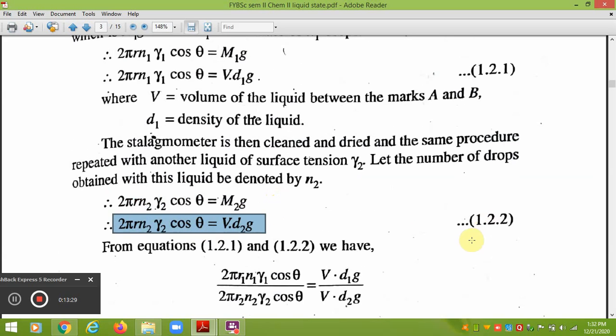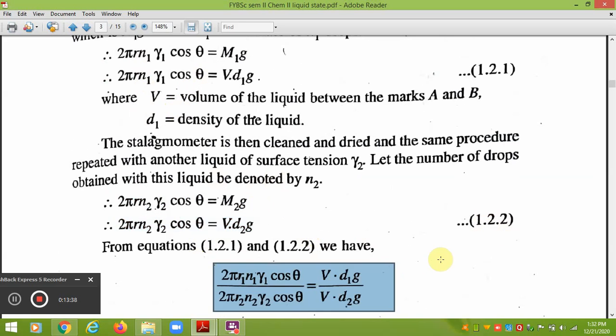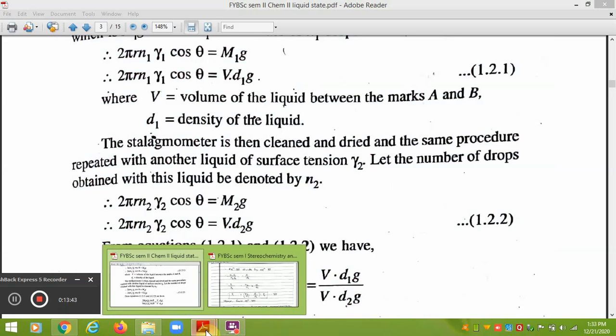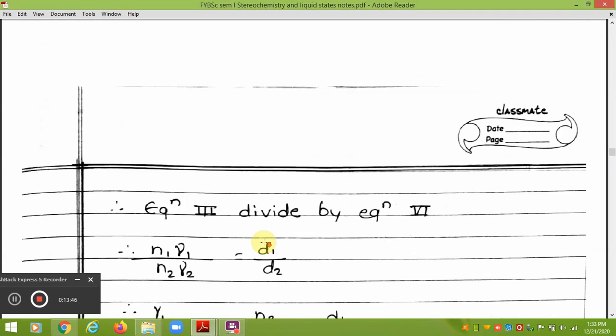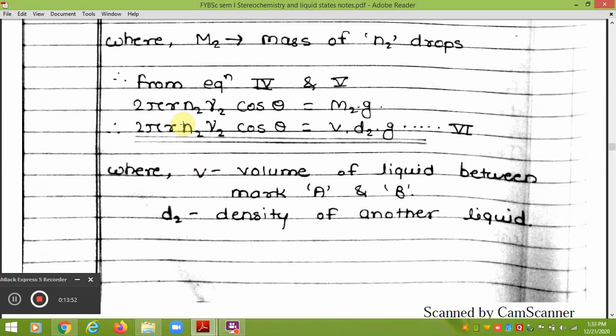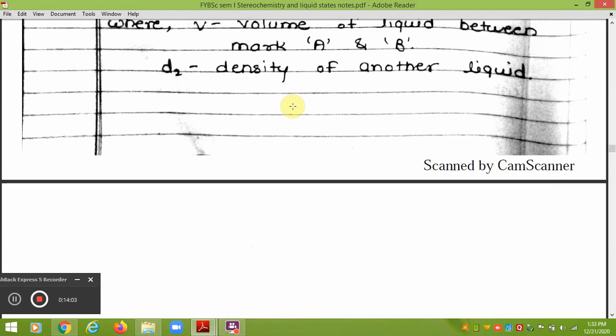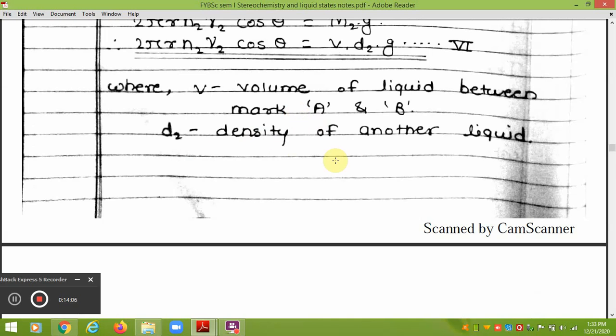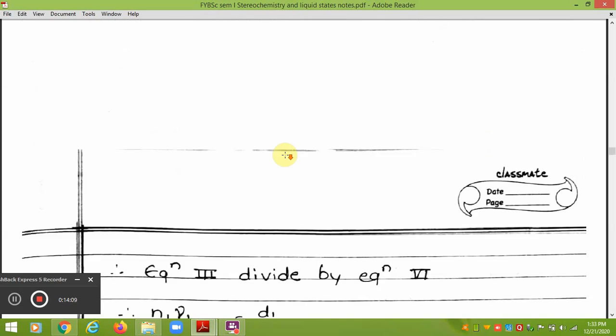If we correlate equation 1.2.2 and 1.2.1, then we can equate them. After equating, that is 2 pi r N2 gamma 2 into cos theta equals m2 into g, which is v into d2 into g. Here v is the volume of the liquid between the two marks A and B, and d2 is the density of the other liquid.